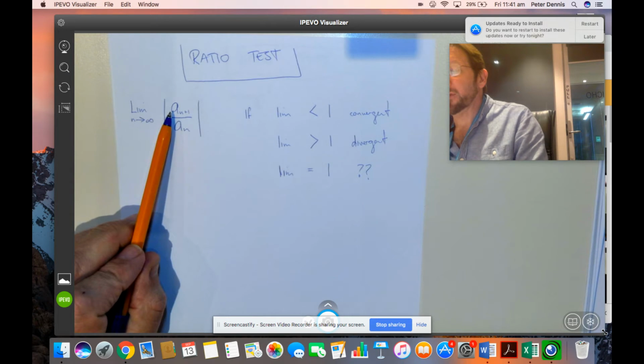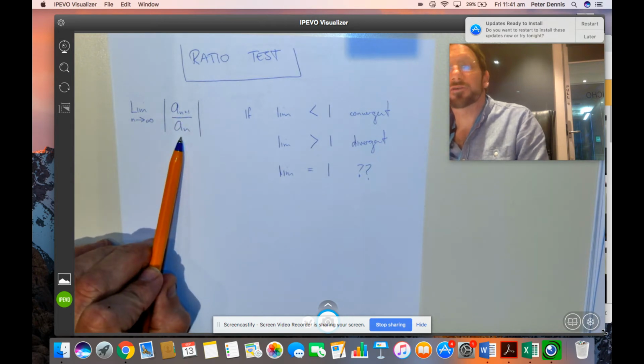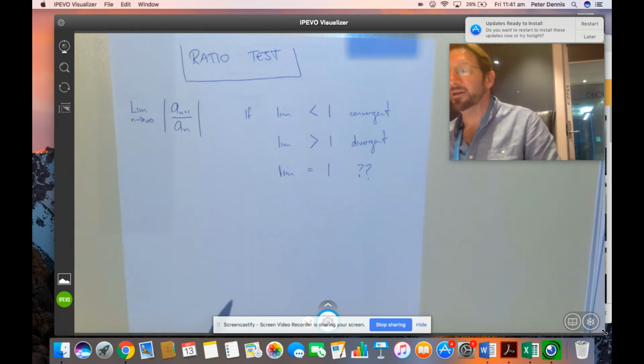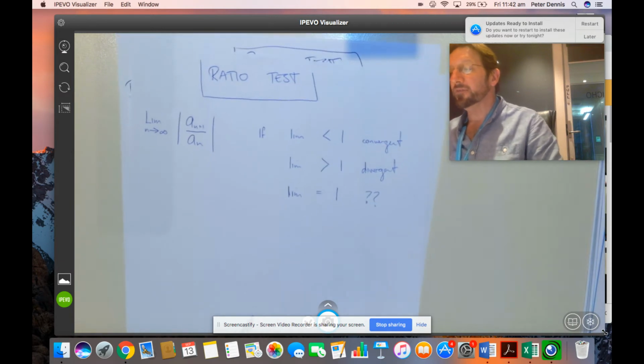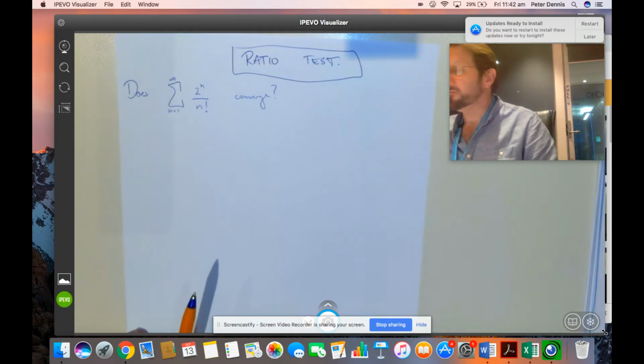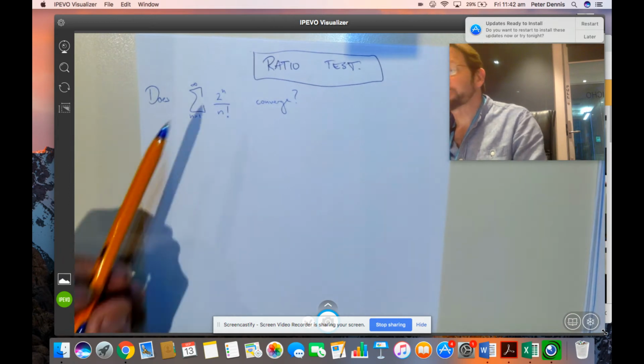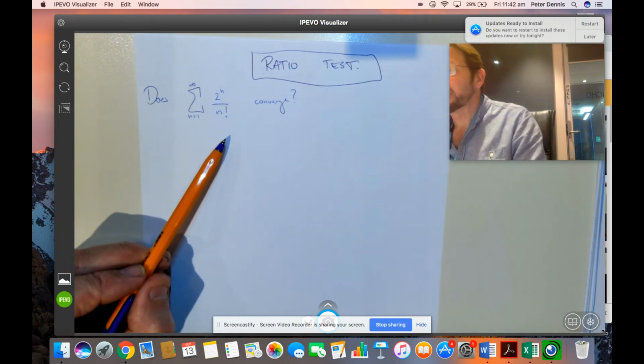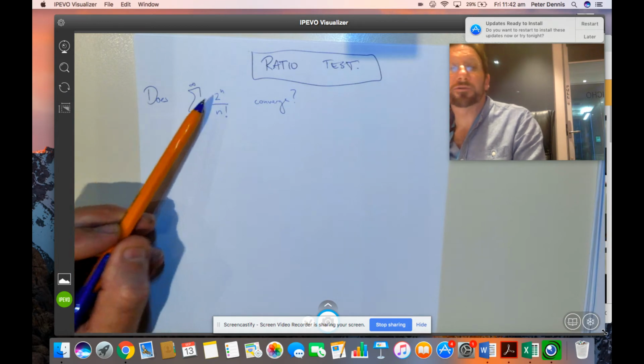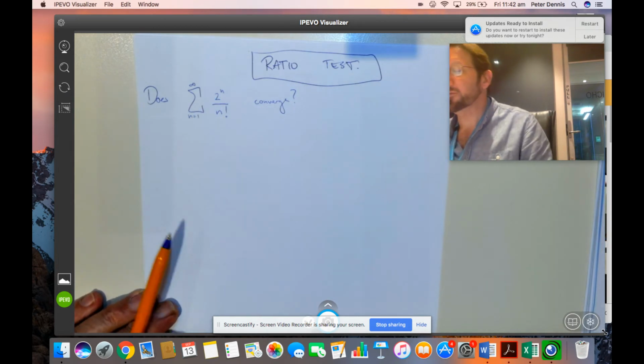But we're looking at the n plus 1 term divided by the nth term, and we're looking at the limit as n tends to infinity. Now, these questions nearly always involve fractions, and often factorials and powers and things like this. So let's have a look at how this works.